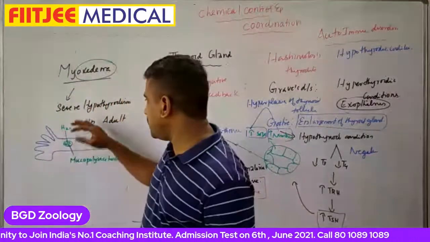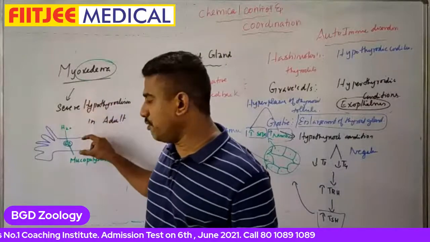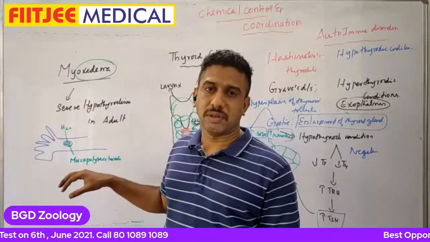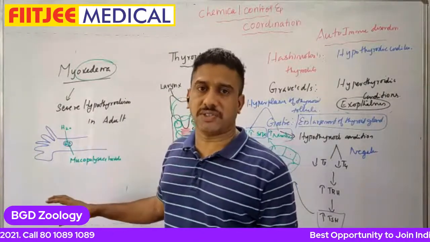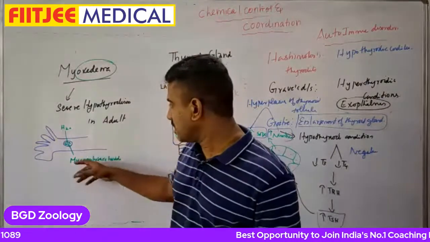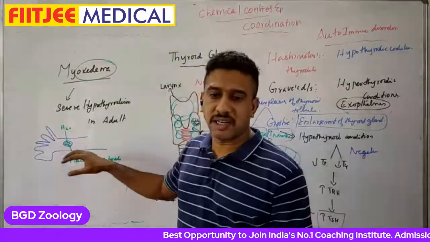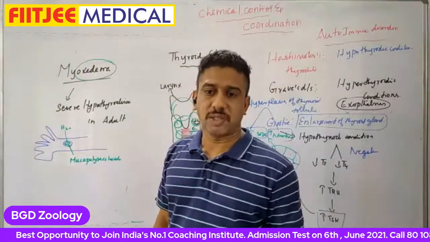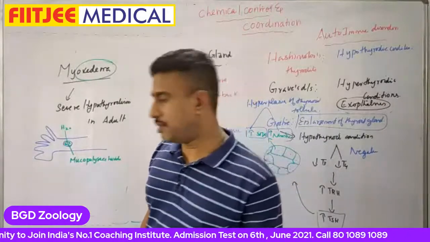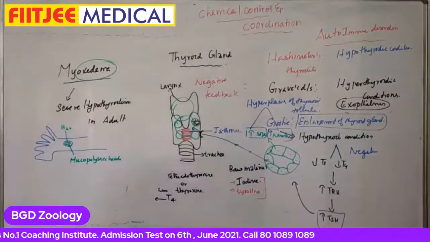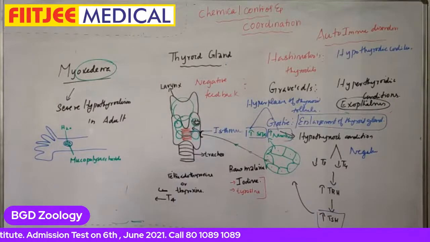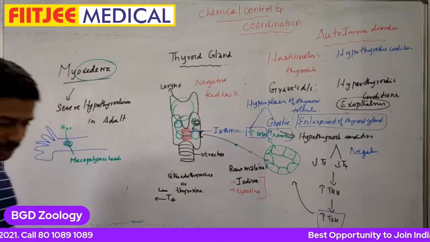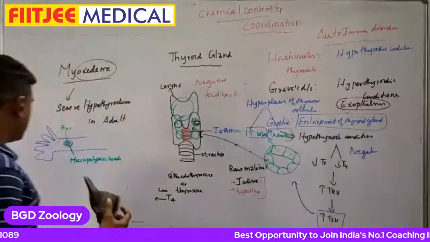In myxedema, it's very common that the patient will have small edemas. Why is this happening? Because this mucopolysaccharide deposition happens just beneath the skin, so they will retain water. Right? I think that's also clear. No confusion in this. So that's all regarding the thyroid gland. Now we can move on to the next.